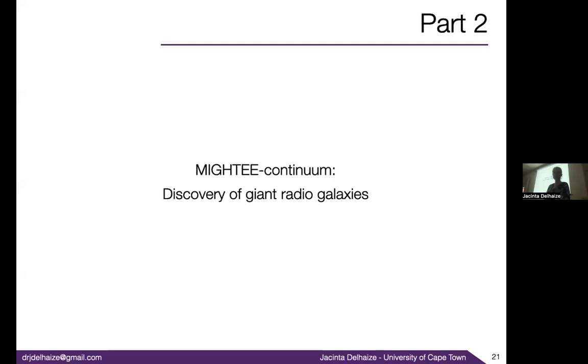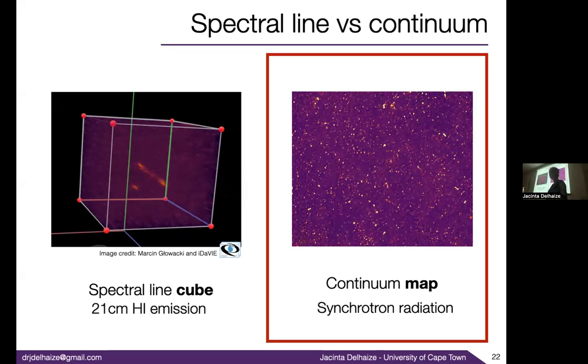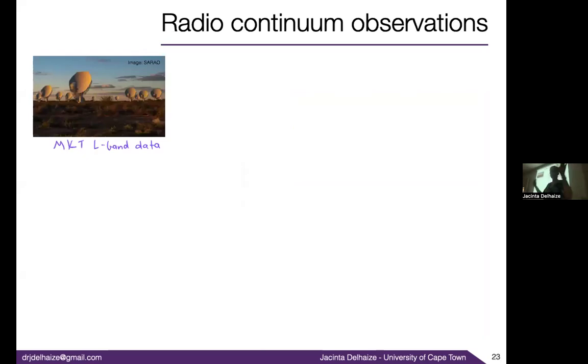Okay, so MIGHTEE continuum. This is part 2. So hold on to your hats. We're going to do whiplash and change topics completely. So we were talking all about H1, and now we're going to switch and we're going to be talking about the continuum. All right, so just think, integrate down across all of those frequencies and you get continuum, the continuum map, synchrotron radiation. All right, so what is that?